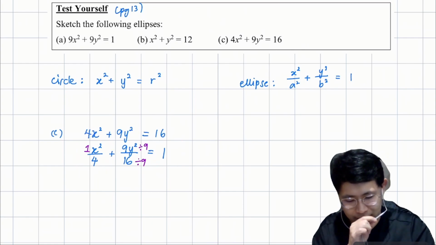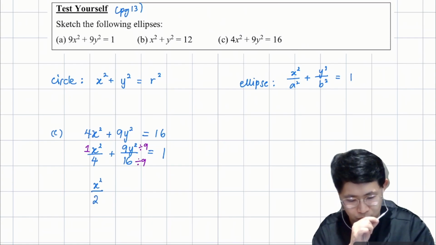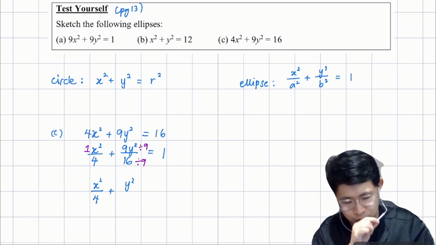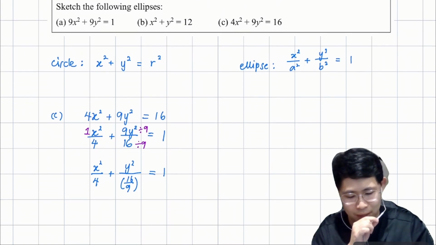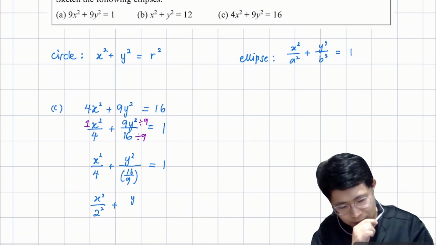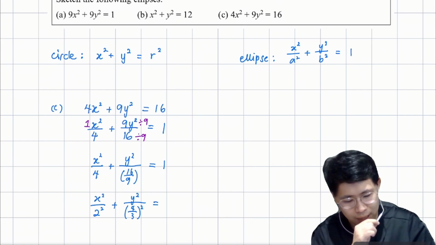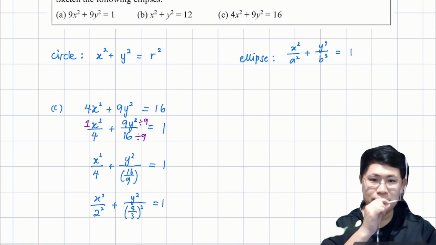So what I have at the end of the day is x squared over 4, which is 2 squared, plus y squared over 16 over 9, equals 1. And last but not least, I can tidy this up: x squared over 2 squared plus y squared over 4 over 3 squared. I will need to write it in the form of a squared and b squared, so you can see what I mean by this.